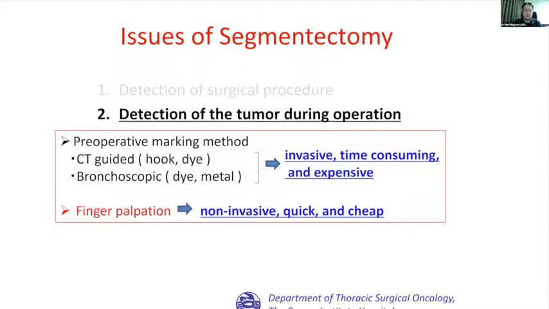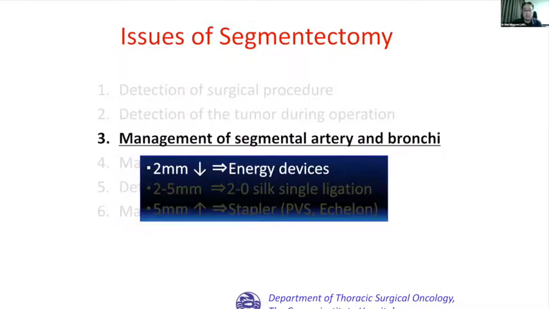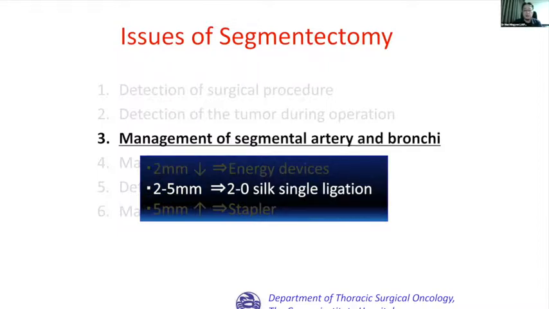I usually use my finger through a small incision, maybe 2 centimeters, to palpate the tumor. This is non-invasive for the patient and a quick and cheap procedure. Management of the segmental artery and bronchi is important. Segmental arteries of 2 millimeters or less are usually divided using energy devices, and 2 to 5 millimeters are usually divided after ligation. And for 5 millimeters or more, I basically use a stapler to divide.